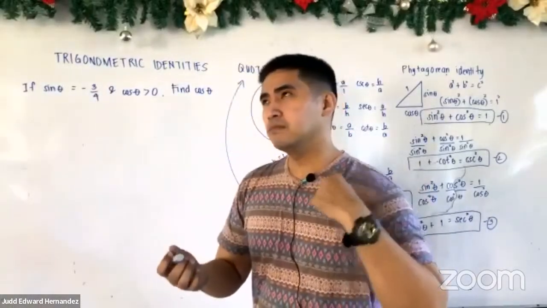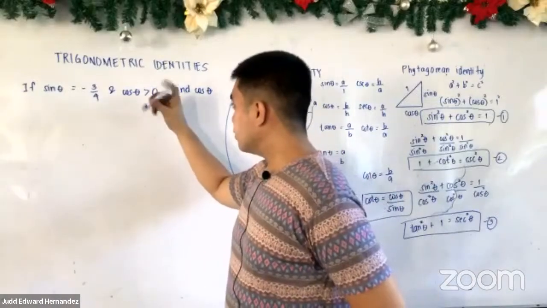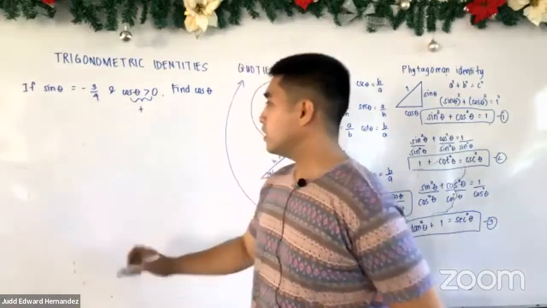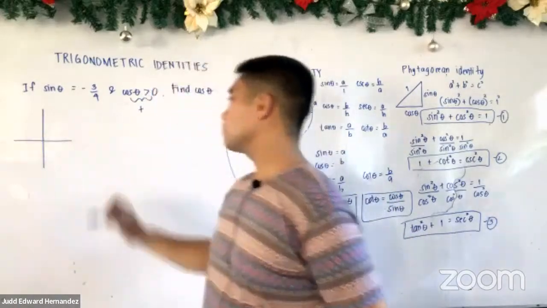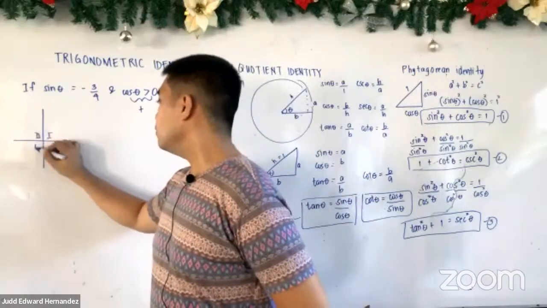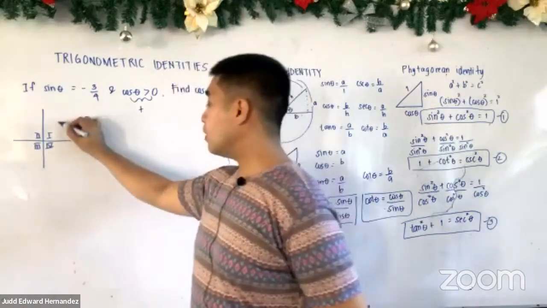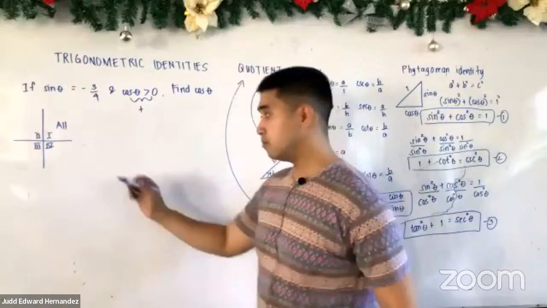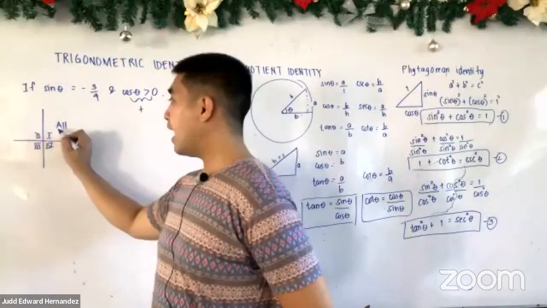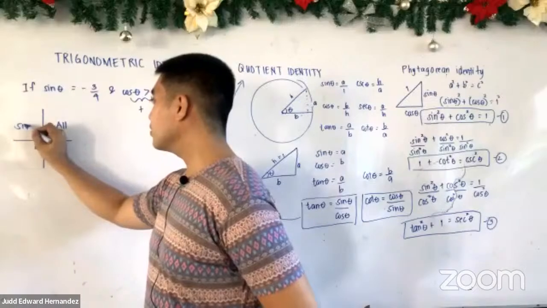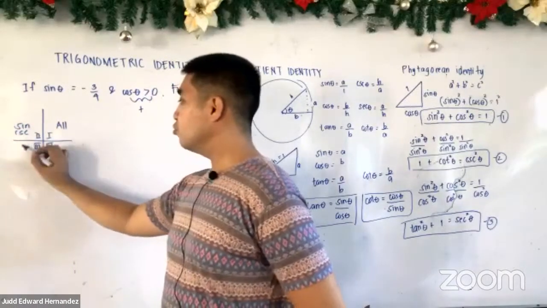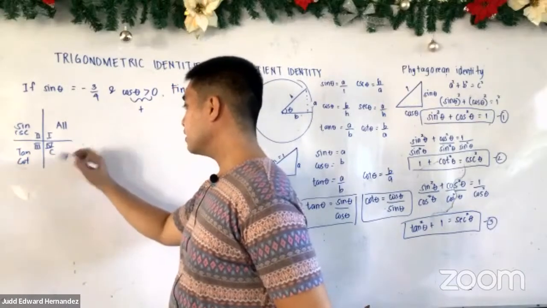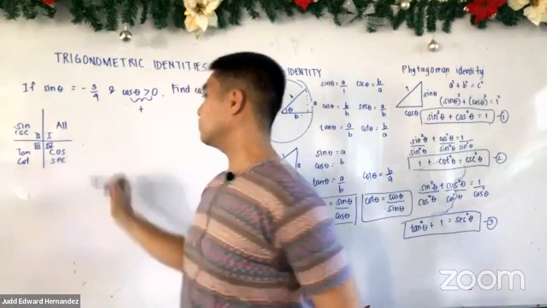Binigyan ulit tayo ng conditions. If we are given this condition, cosine theta is greater than 0, therefore we could say that cosine theta is positive. Okay, mag-graph tayo. Quadrant 1, 2, 3, 4. Quadrant 1, all positive. Sa quadrant 2, sino po yung positive? Sine. Add sugar. So si sine at si cosecant. Quadrant 3, tangent, cotangent. C, that is cosine and secant.